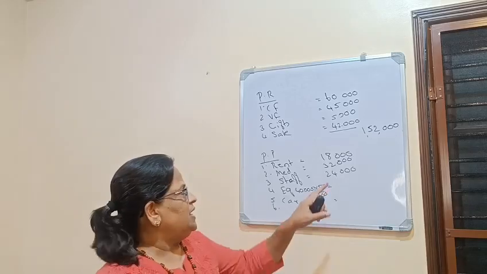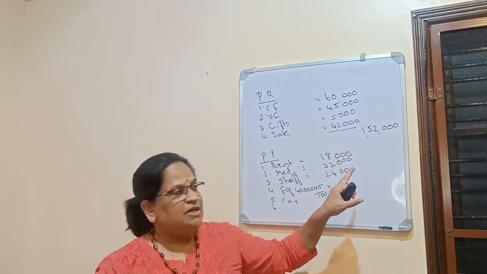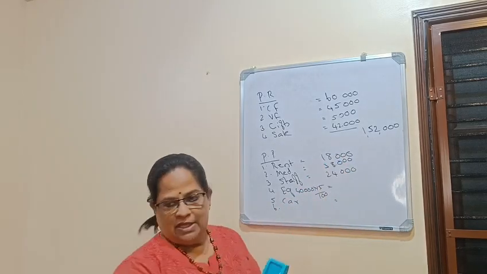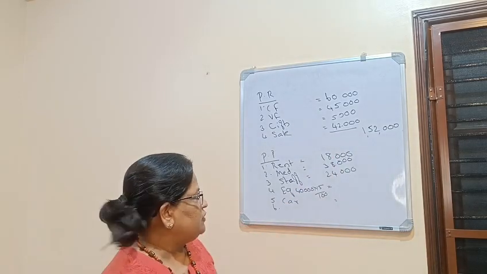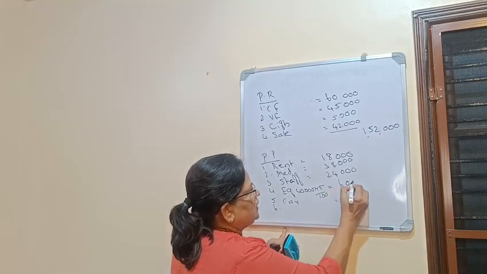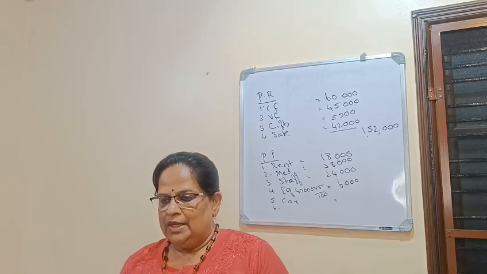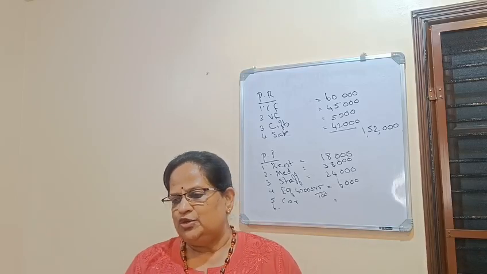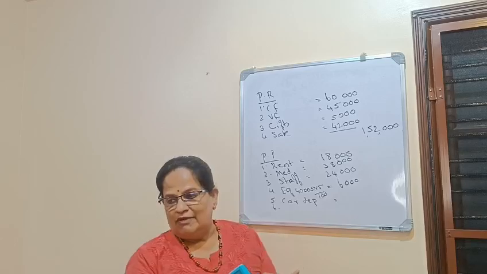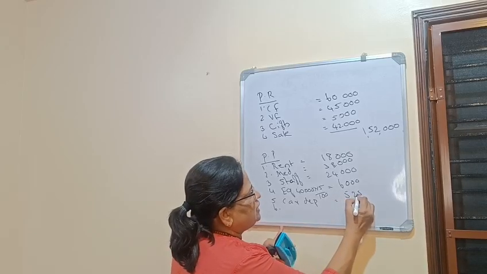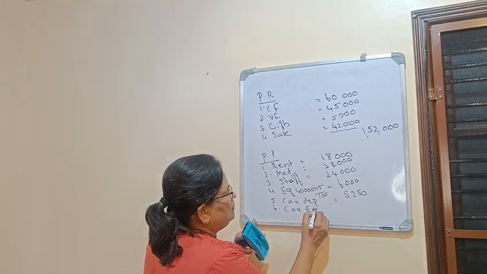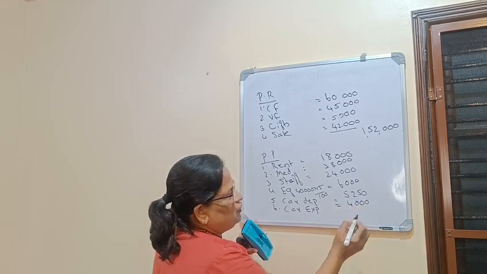Now expenses: rent of clinic 18,000, purchase of medicines 32,000, staff salary 24,000. Depreciation of surgical equipment 40,000 into 15 by 100, it's 6,000. Now car expenses we have to see. Depreciation of car 1,40,000 into 15 by 100 into 6 by 12, so the car depreciation value is 5,250. Now car expenses partly for personal: 8,000 divided by 2, 4,000.